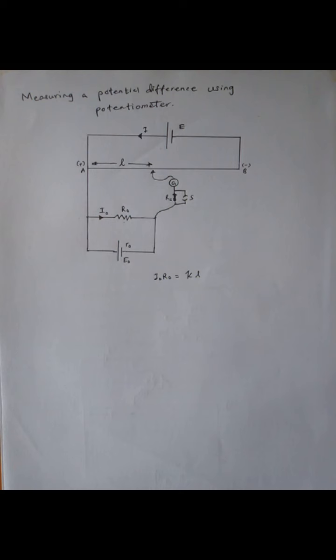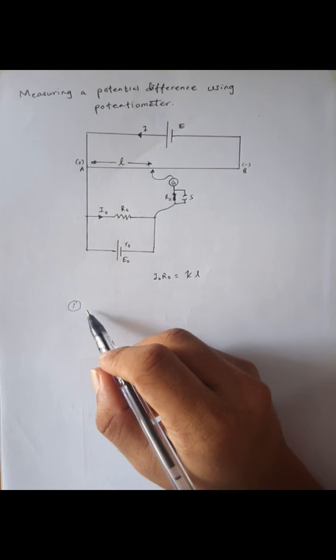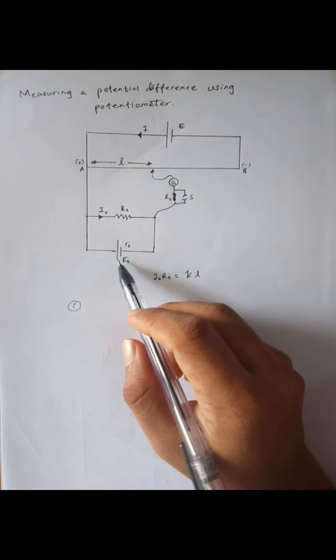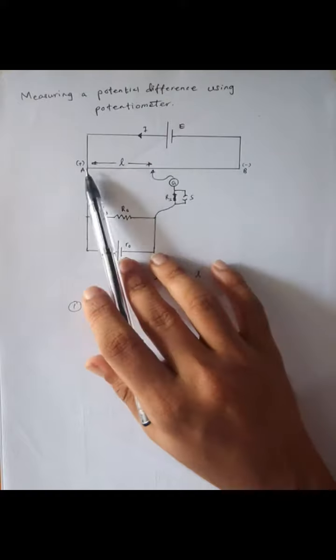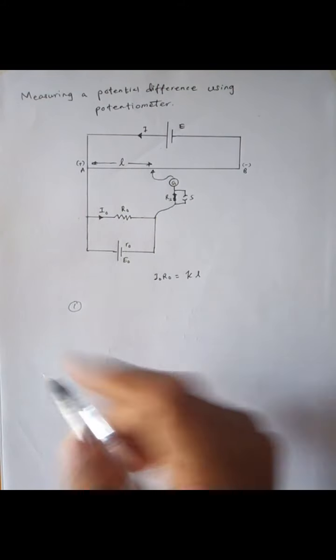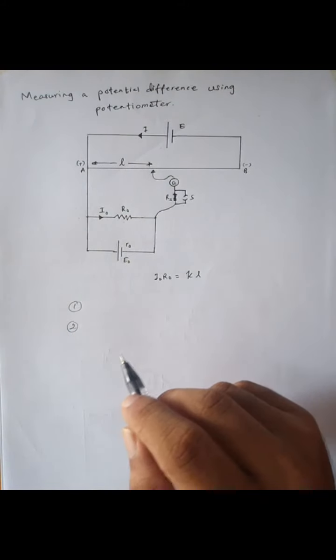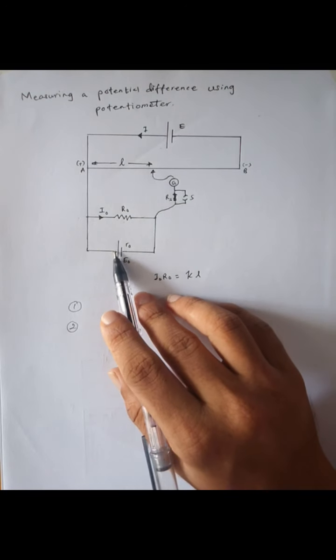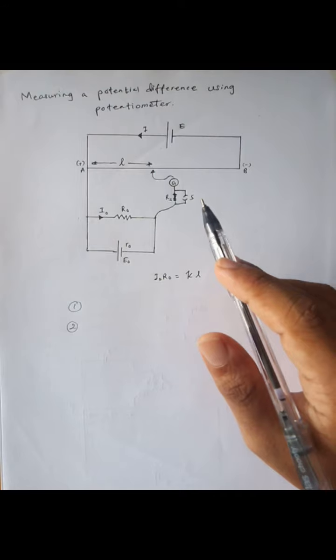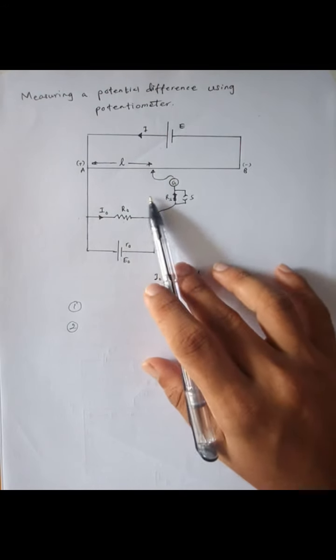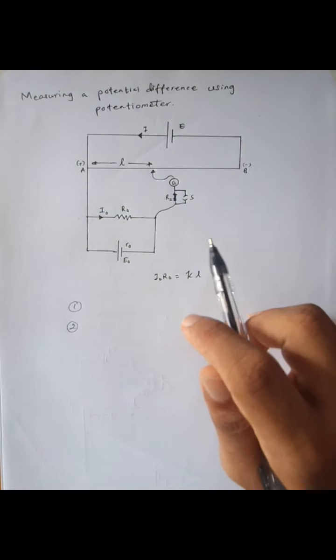Okay, now let's talk about what if we couldn't obtain a balance length. There might be two reasons for this. One is the potential that you want to balance might be larger than the total potential difference across this wire. And the second reason is probably that the positive terminal of the potential that you want to measure, you might have connected to the negative side of the potentiometer wire.